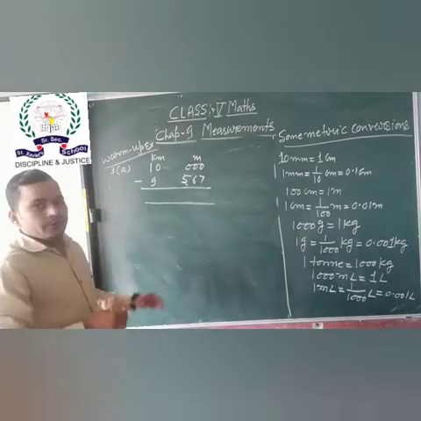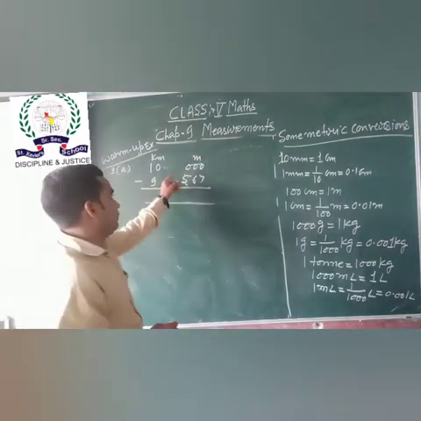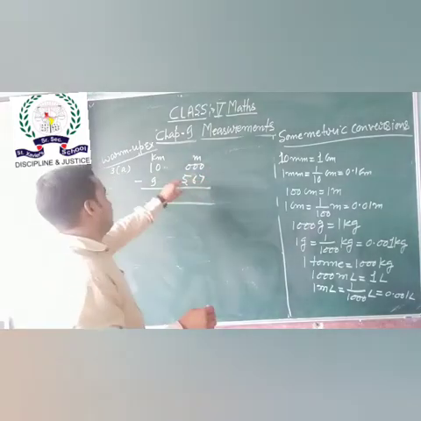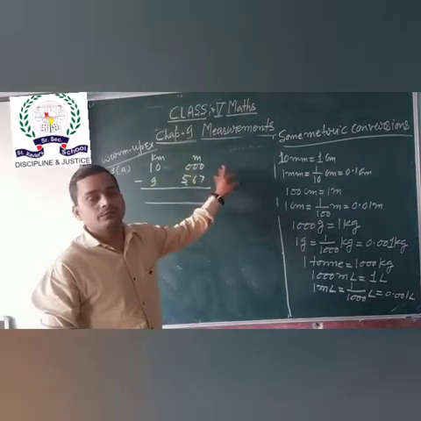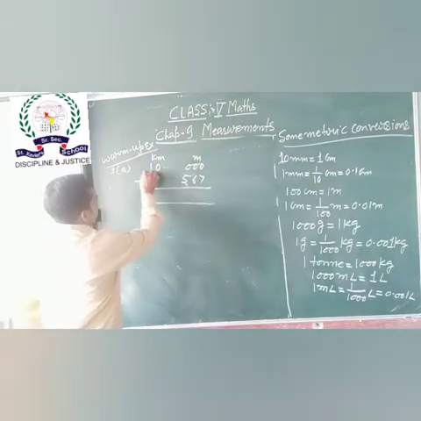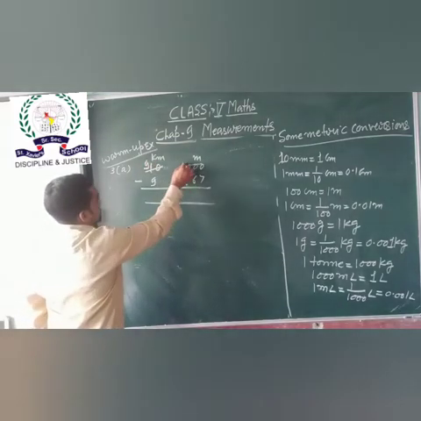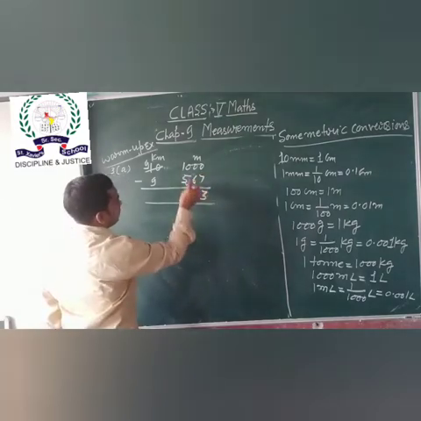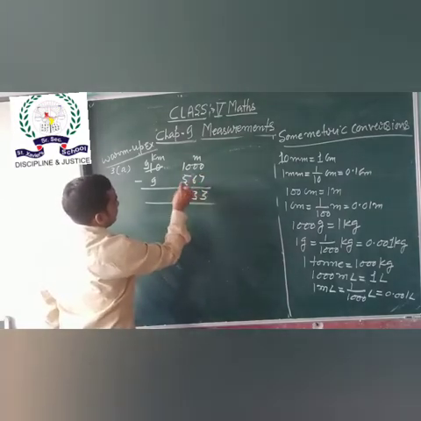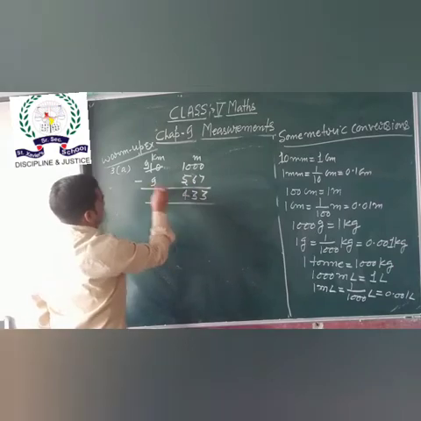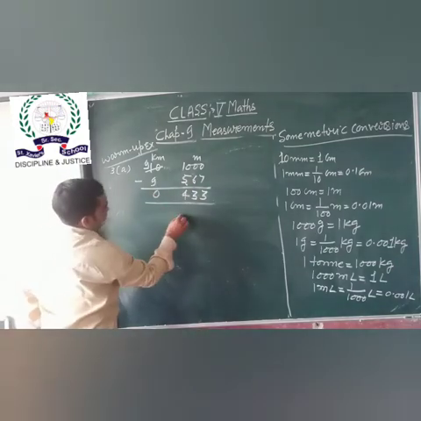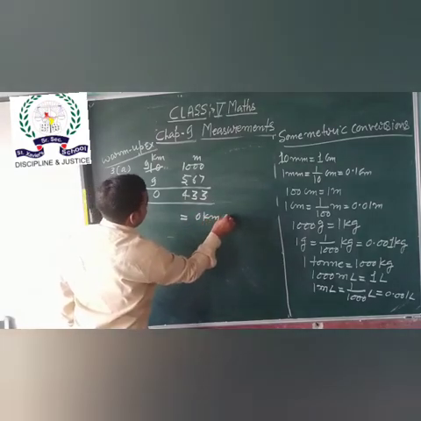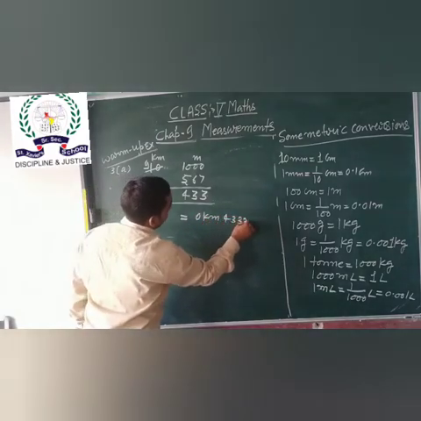So carry out 1 from the kilometer. Then we carry 1 kilometer into meter. So we know that 1 kilometer equals 1000 meter. So carry out 1, so it is 1000. Then subtract: 10 minus 7, 3. 9 minus 6, 3, and 9 minus 5, 4, and 9 minus 9, 0. So we have 0 kilometer and 433 meter.